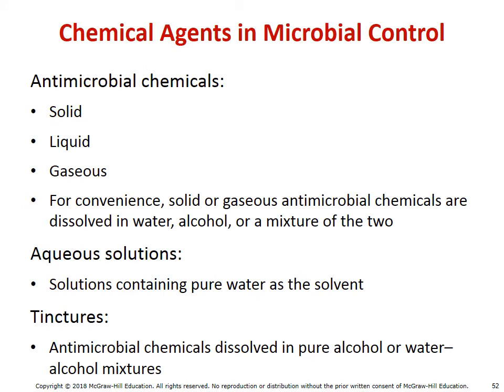Whenever we talk about chemical agents, we're really talking about things that come in solid, liquid, or gas form. Naturally, solids aren't going to be something you can use effectively, so solids often have to be basically suspended or diluted in liquid. And so really there are 2 solution types we should talk about. Aqueous solutions, which are going to be primarily water as the solvent, and then tinctures. Tinctures are going to be basically alcohol or water-alcohol mixtures.